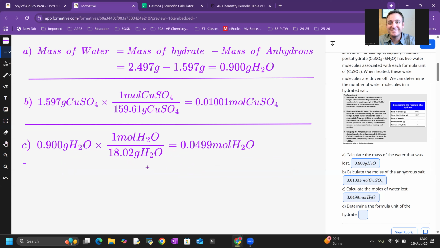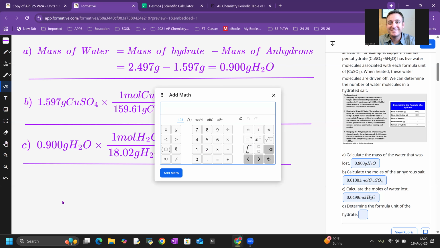All right, and so lastly, we're on D. In part D, it says determine the formula unit of the hydrate. So the way I figure the formula unit of the hydrate is I have to find the mole ratio between the anhydrous copper sulfate and the hydrate. And so I do this by taking the moles of the water divided by the moles of the copper sulfate. This will give me a whole number ratio. And so I'm going to do that.